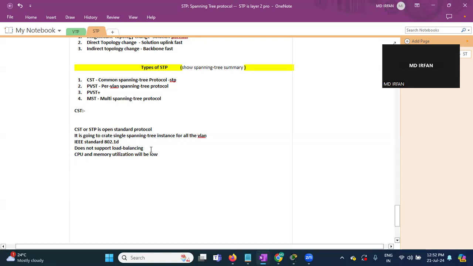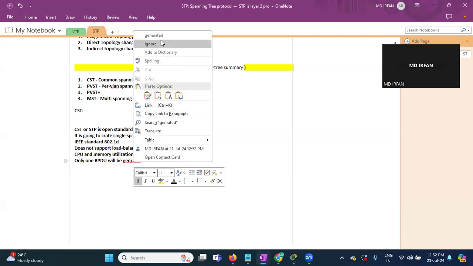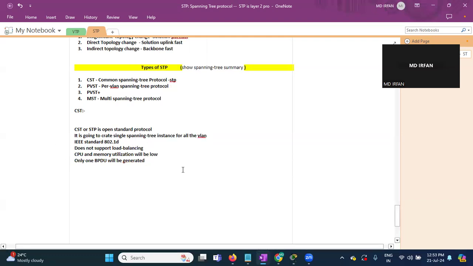And you can say only one BPDU will be generated. Then load balancing is not possible, as I explained already. Then it's an open standard, so non-Cisco devices can run it, right? This is the same as PVST plus, which I explained earlier.